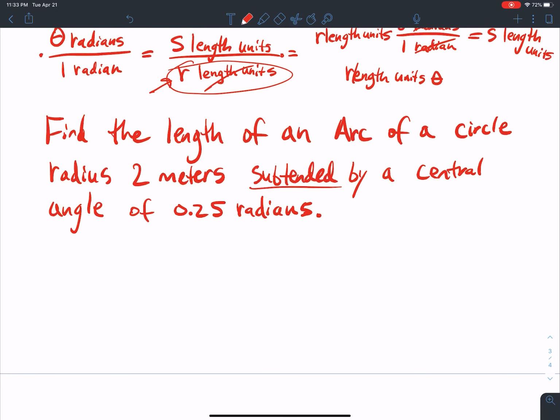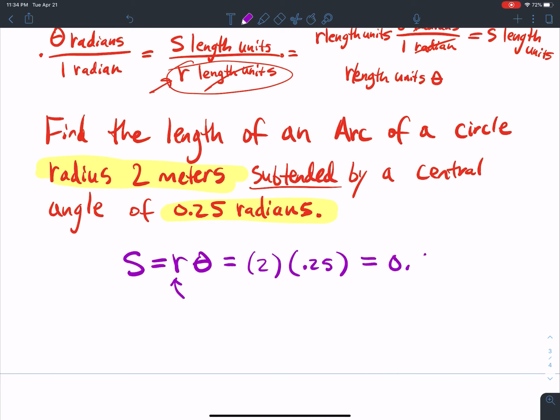So what's the formula? No biggie here. Formula: S equals r theta. Go through what's important: radius, 2 meters; central angle, 0.25 radians. It's already in radians for us. So I have 2 for r, my radius, and then 0.25 for theta in radians already. So I don't have to do anything, just multiply it out. I get 0.5 meters. And that's it.